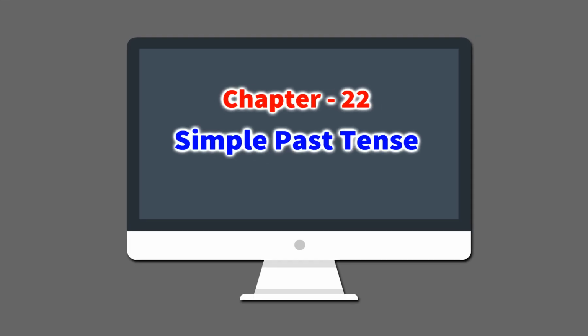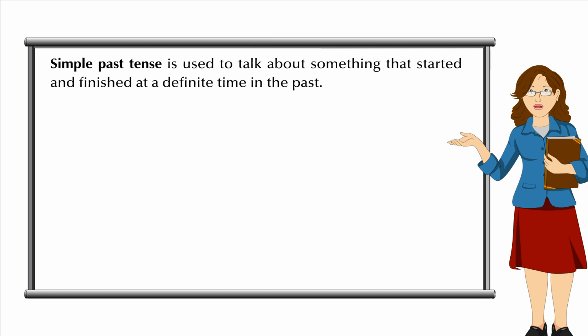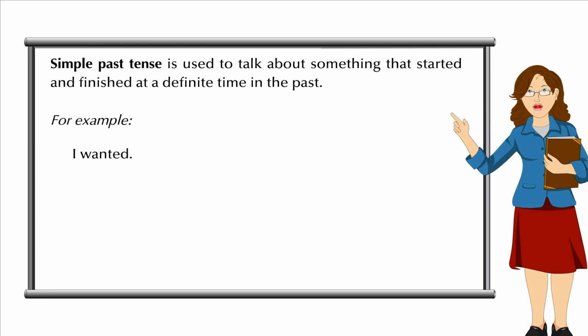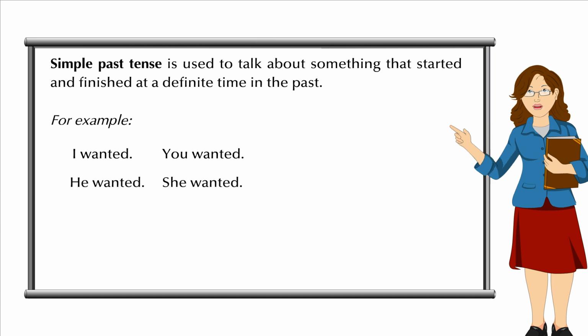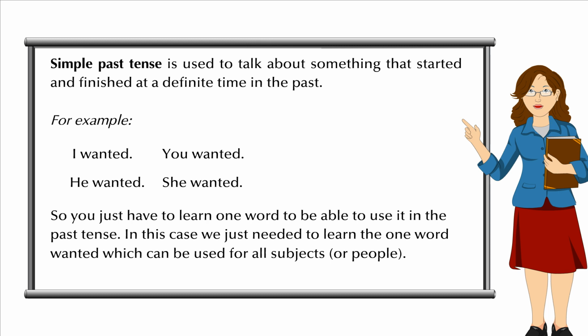Chapter 22. Simple Past Tense. Simple past tense is used to talk about something that started and finished at a definite time in the past. For example, I wanted, you wanted, he wanted, she wanted. So, you just have to learn one word to be able to use it in the past tense. In this case, we just needed to learn the one word wanted, which can be used for all subjects or people.